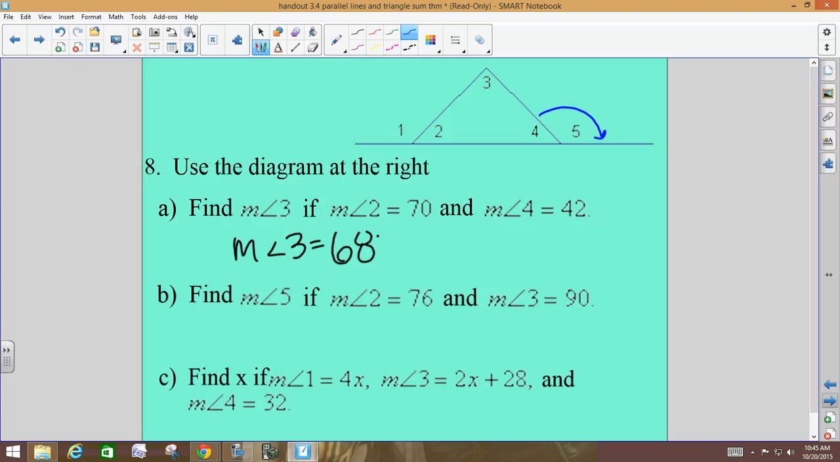Part B, second one. Find the measure of angle 5 if angle 2 is 76 and angle 3 is 90. Sorry, this will not be drawn to scale for all of these since it's the same picture but different information each time. Ben, did you get it?